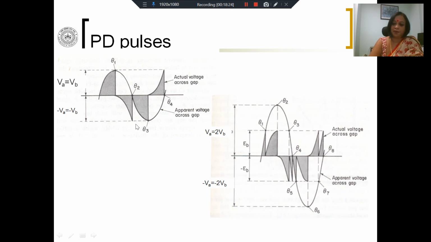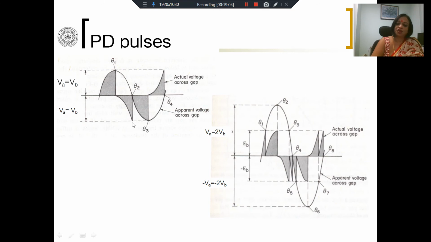to minus VA. So as we enter the second quarter cycle of the sinusoidal wave of the AC voltage applied across the total specimen, the voltage across the void will start to fall from 0 to minus VA. So first it goes from 0 to VA, falls instantaneously to 0, and then follows the wave of applied voltage to go from 0 to minus VA. We have of course assumed that minus VA is also equal to minus VB, so it's a symmetrical wave on the negative and the positive half cycle.